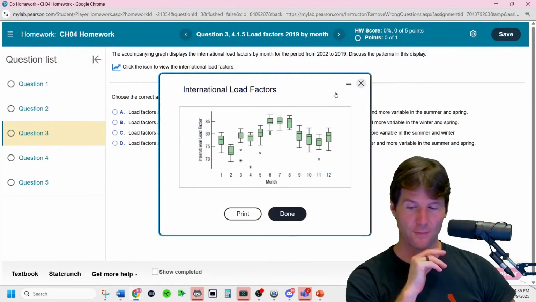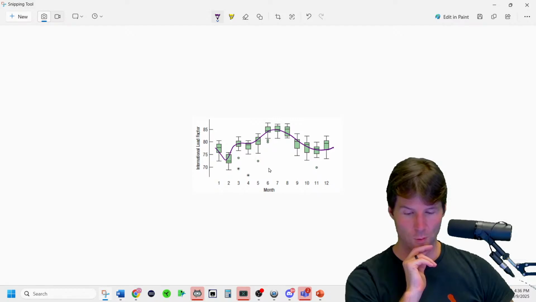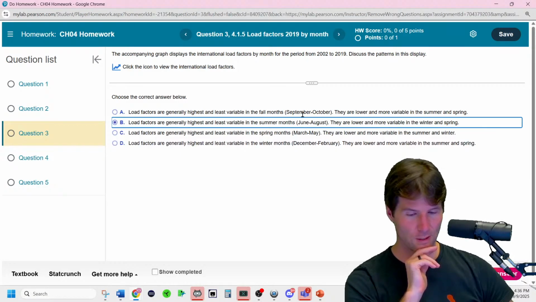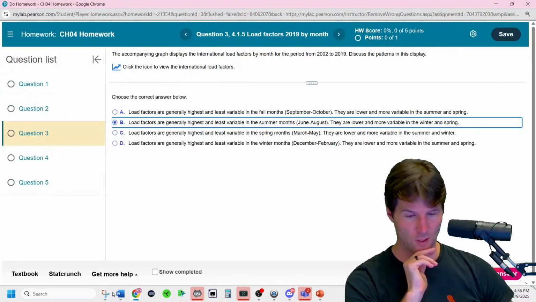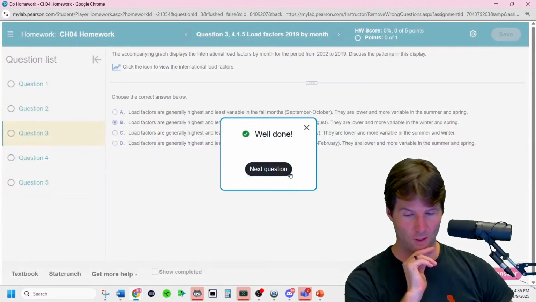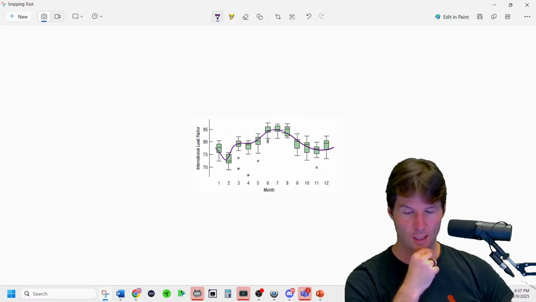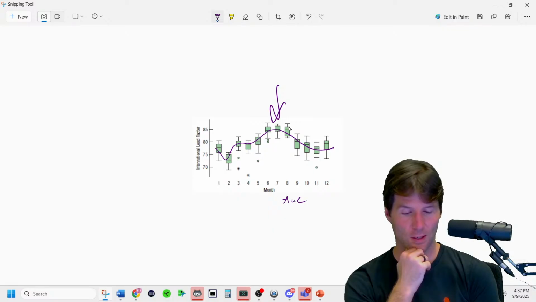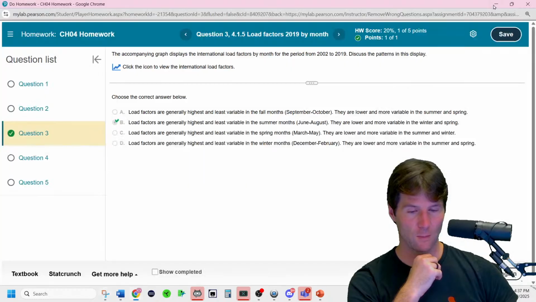So cool stuff. Load factors are generally highest in the... That's August, September. So probably, no, June, July. September's about the end of it. Yeah, it dips down towards September. So that should be right. There are lower values and more variability in the winter and spring, and you can just see your highest right there. You've got to know your months. August is there, and June is there. So that gave the answer away. Just try to find the peak in the series.